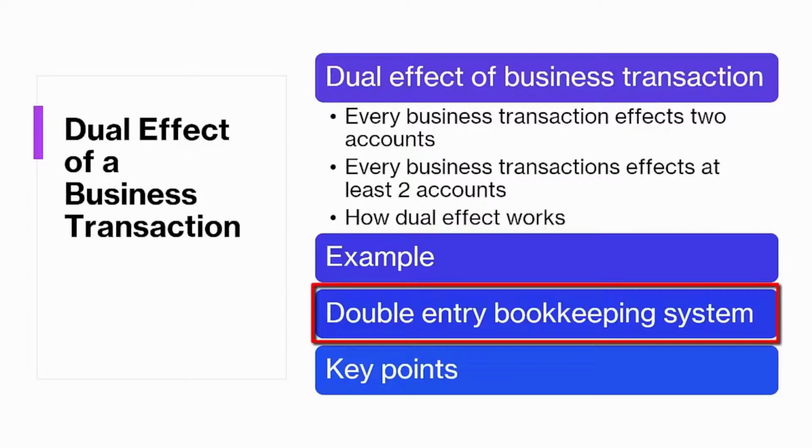Here's why it works. 1. Every transaction has two sides. Something is gained and something is given up. 2. The total value of debits is always equal to the total value of credits.